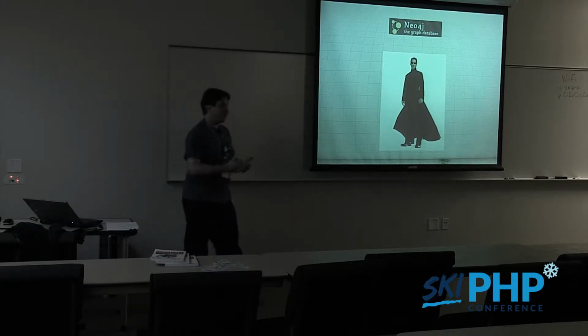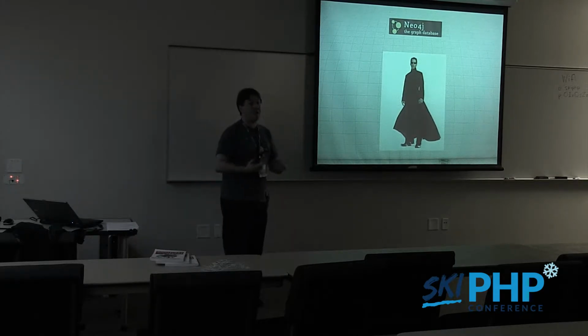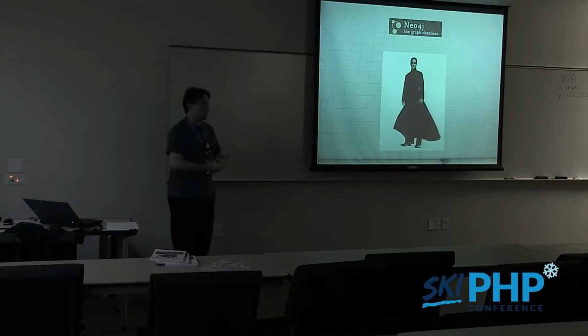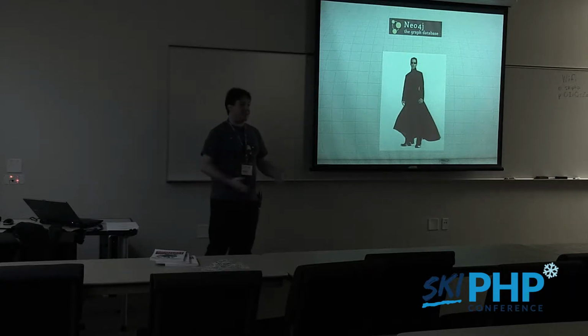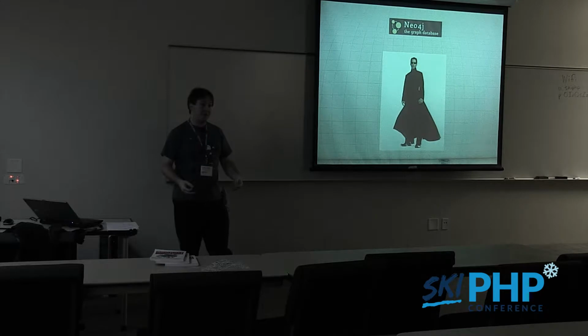Enter Neo4j. Neo4j is a graph database. Graph databases are made to solve these specific types of problems. Not necessarily find me all the set of things that match criteria, but find me how those things are related to each other. Find me if they are related or not.